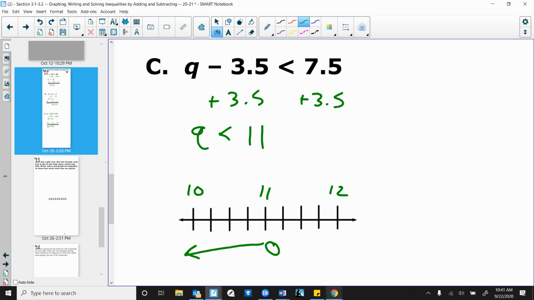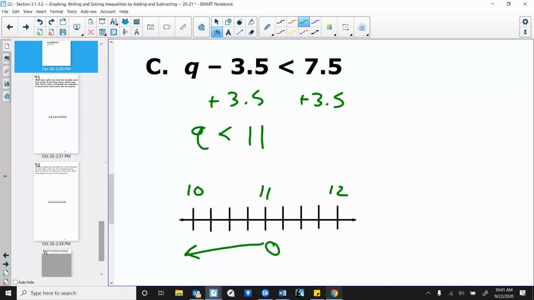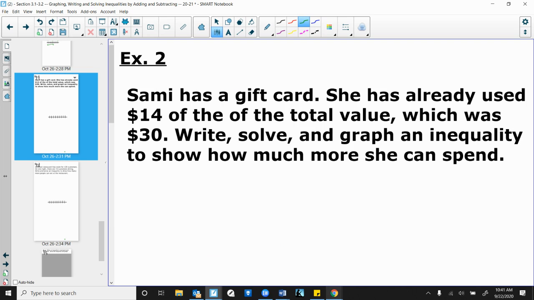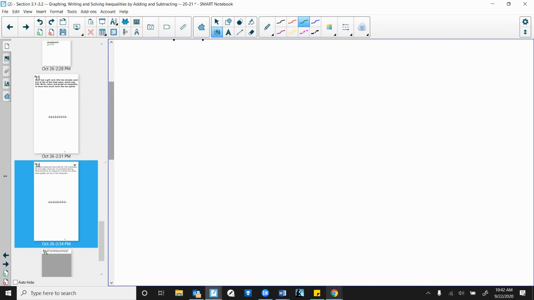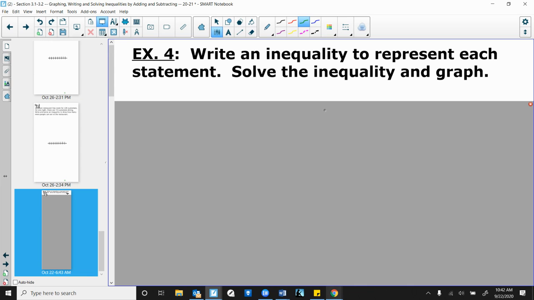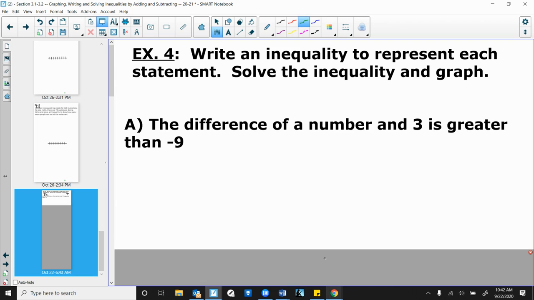All right, let's do one word problem, and we're calling it a day. Let's do these. Write an inequality to represent each statement. Solve the inequality and graph. Let's do both of those.